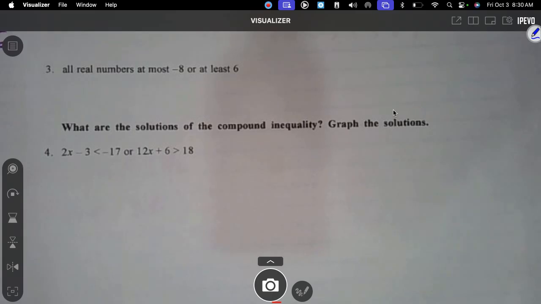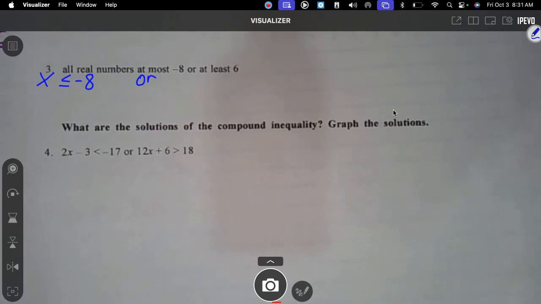All right? So it says x are all real numbers at most -8 or at least 6. So if it's at most -8, it can't go above -8. And it's got the word, what word is on there? Or. So I've got two different things that I'm going to write. I'm going to have all numbers that are at most -8. That means I cannot go above -8. -8 is the most that it can be. That would be the less than sign. Less than or equal to.